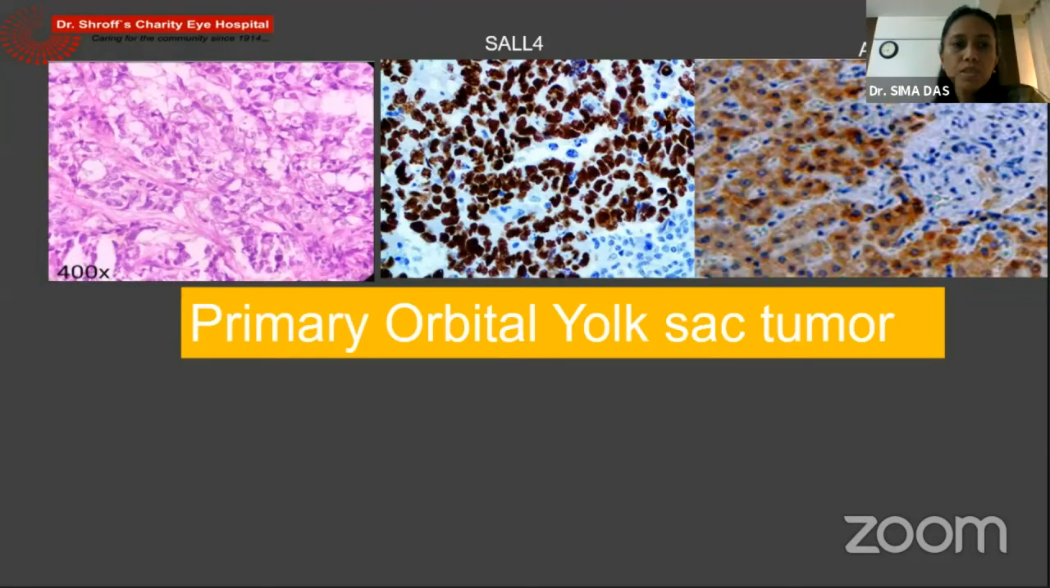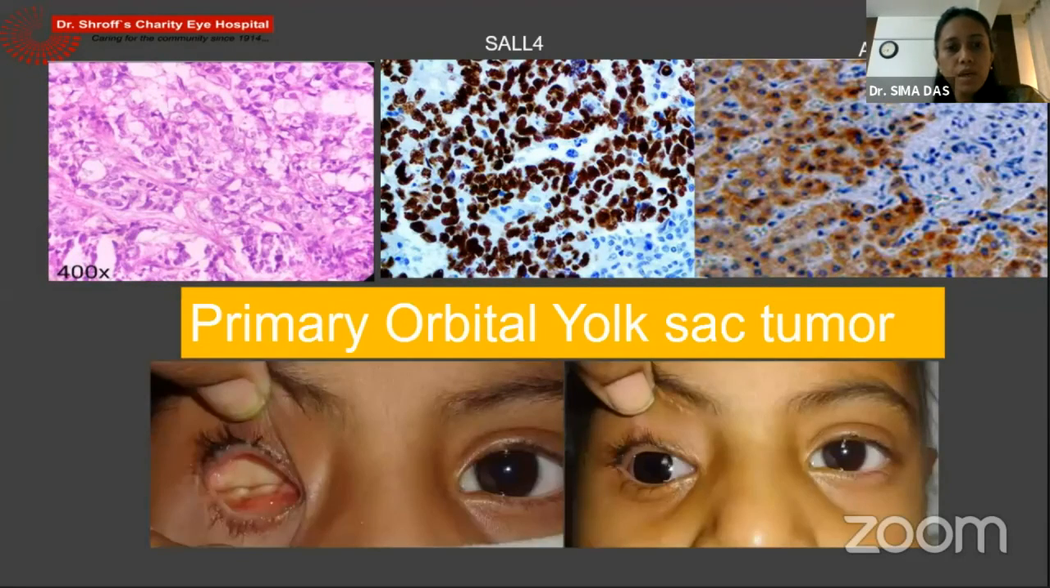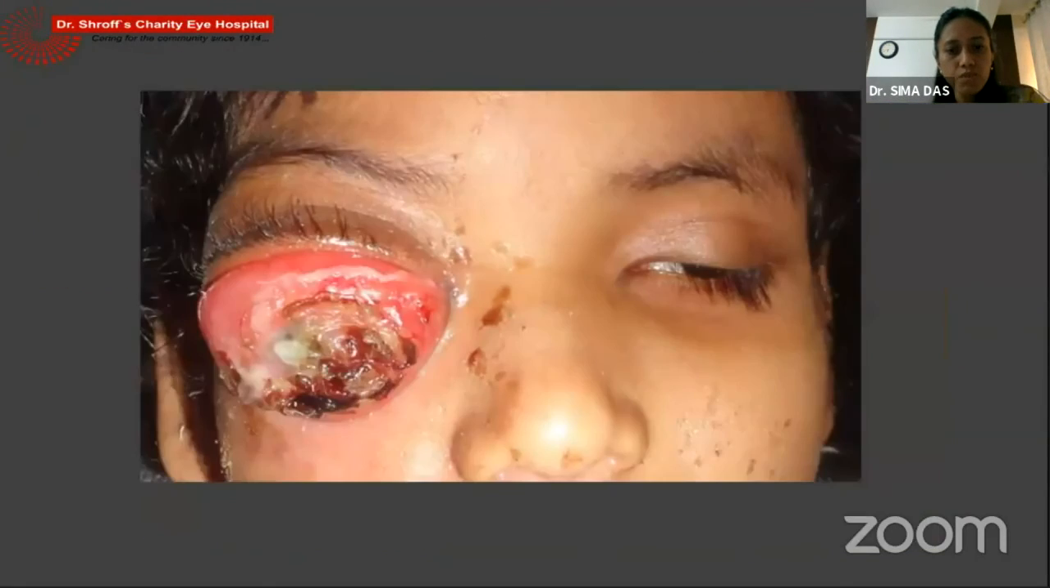But what was surprising was that she did not have any other systemic abnormality. Her systemic workup did not show anything in the abdomen, and it was ultimately diagnosed as a primary orbital AIOC tumor, where very few cases are reported in the literature. The response to chemo is very good in these patients. As we see here, the orbital mass almost resolved completely, and this is her picture at one year follow-up.